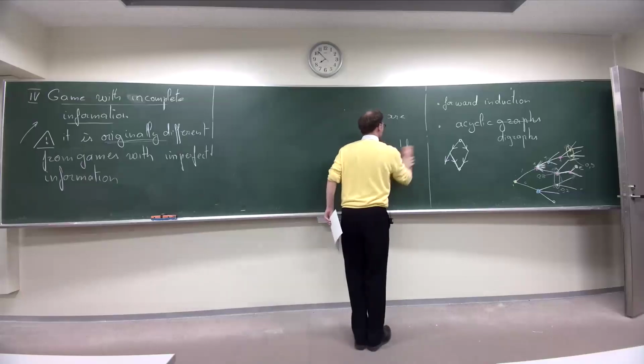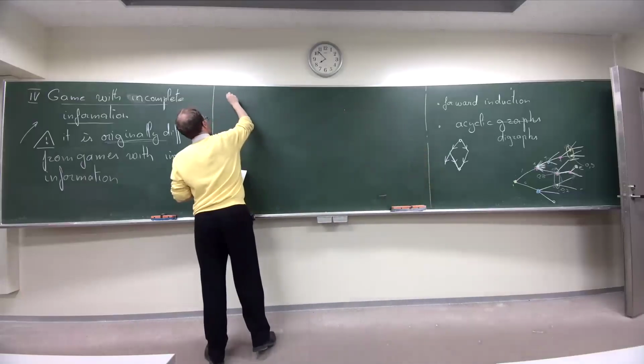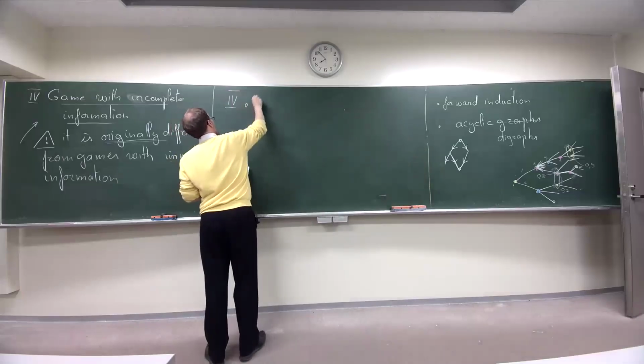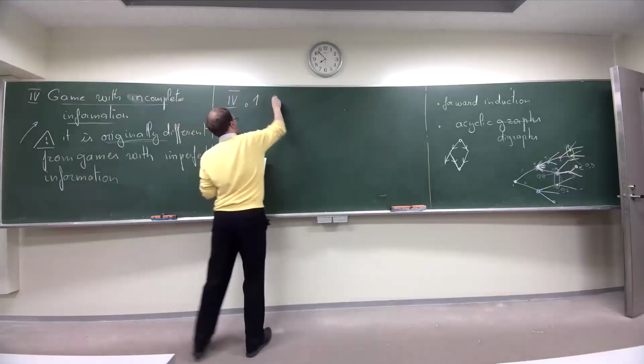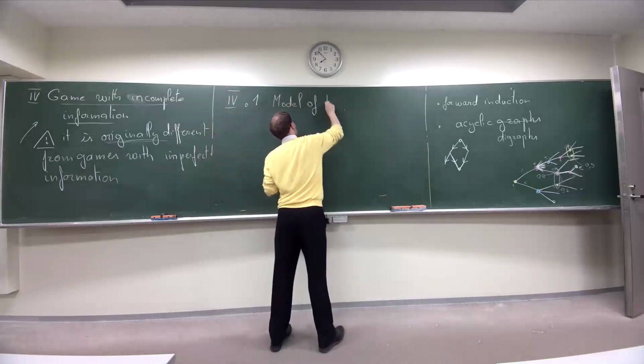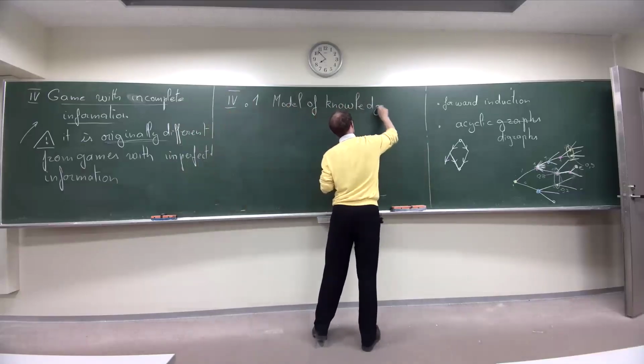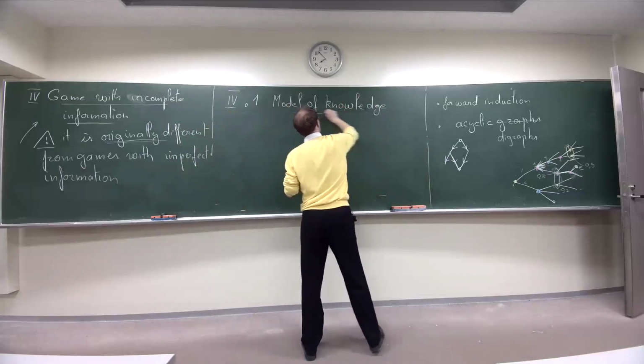So let's start with the first section. I will not be able to do a lot, but it's called Model of Knowledge. I could have done it before, but it was too early. I mean, now we are more familiar with some tools. Model of Knowledge.